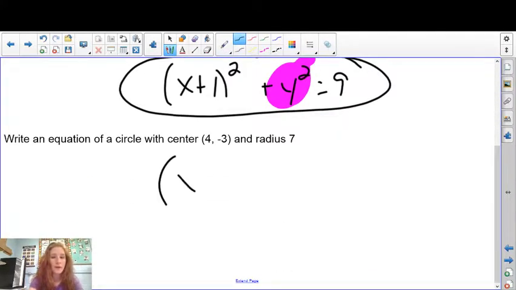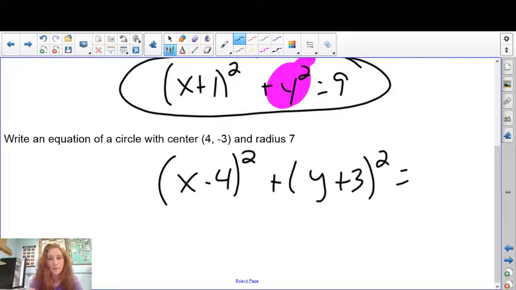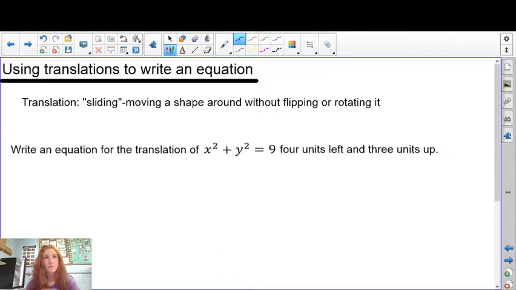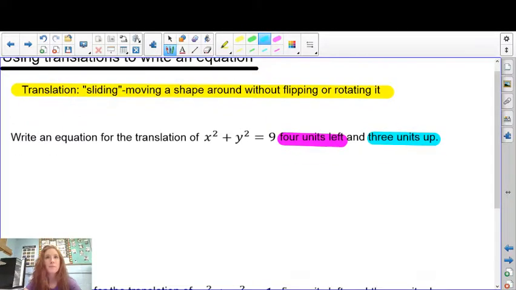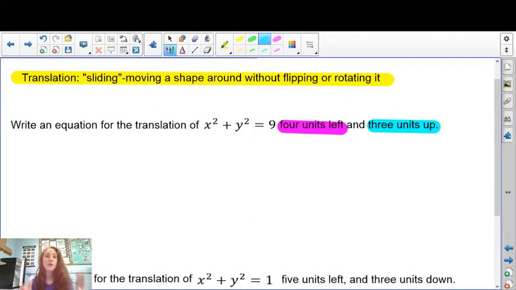All right, next one, we have (x - 4)² + (y + 3)² = 49. All right, a translation. We saw this word back in Math A when we dealt with our triangles and moving them around in our different shapes. I think we did some squares and a couple kites. Translation is sliding or moving a shape without flipping it or rotating it. So we're going to take the basic equation of x² + y² = 9, and we're going to move it 4 units left and 3 units up.